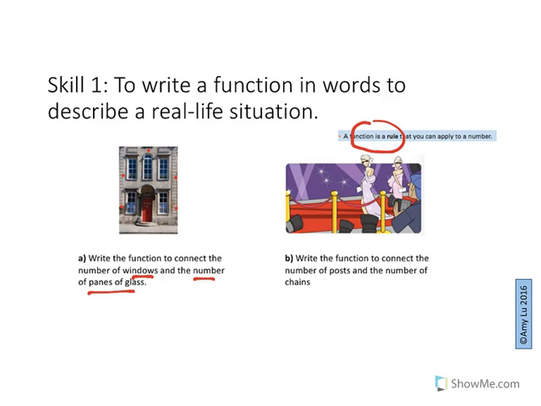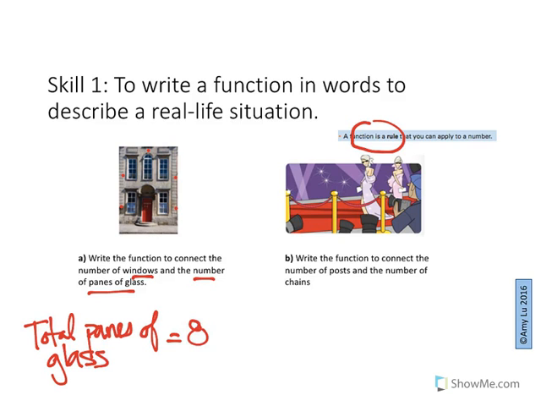So we can say that the total amount of glass is equal to 8 times the number of windows. And you see how there's a peculiar one where there's 2?